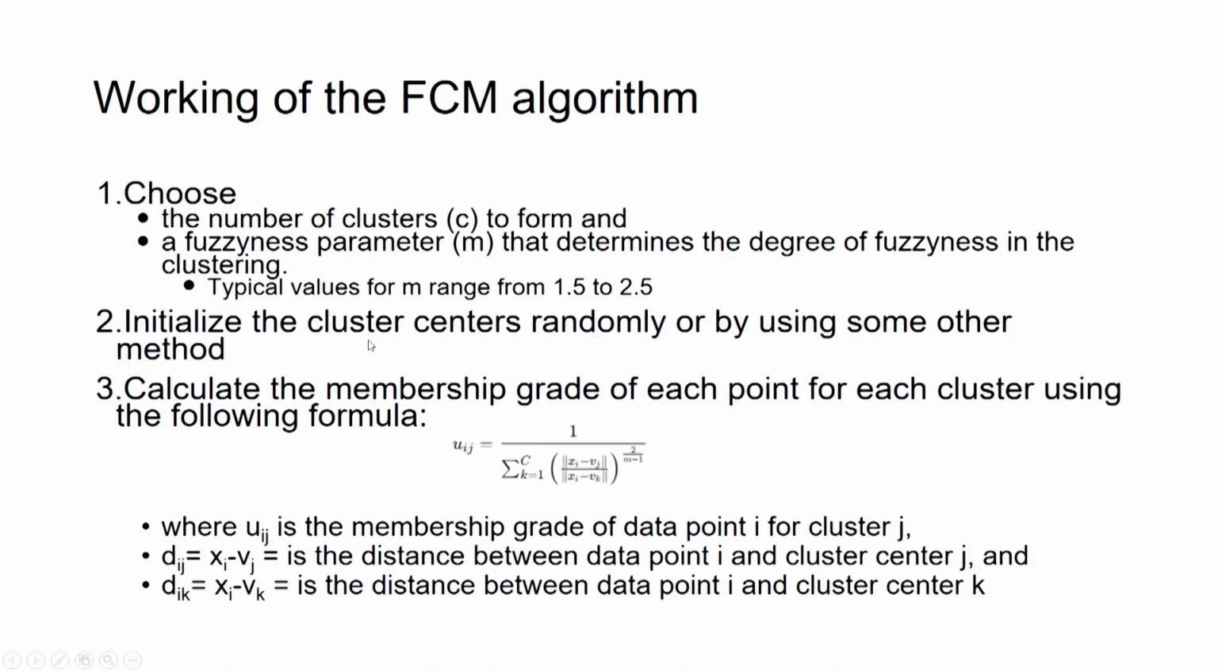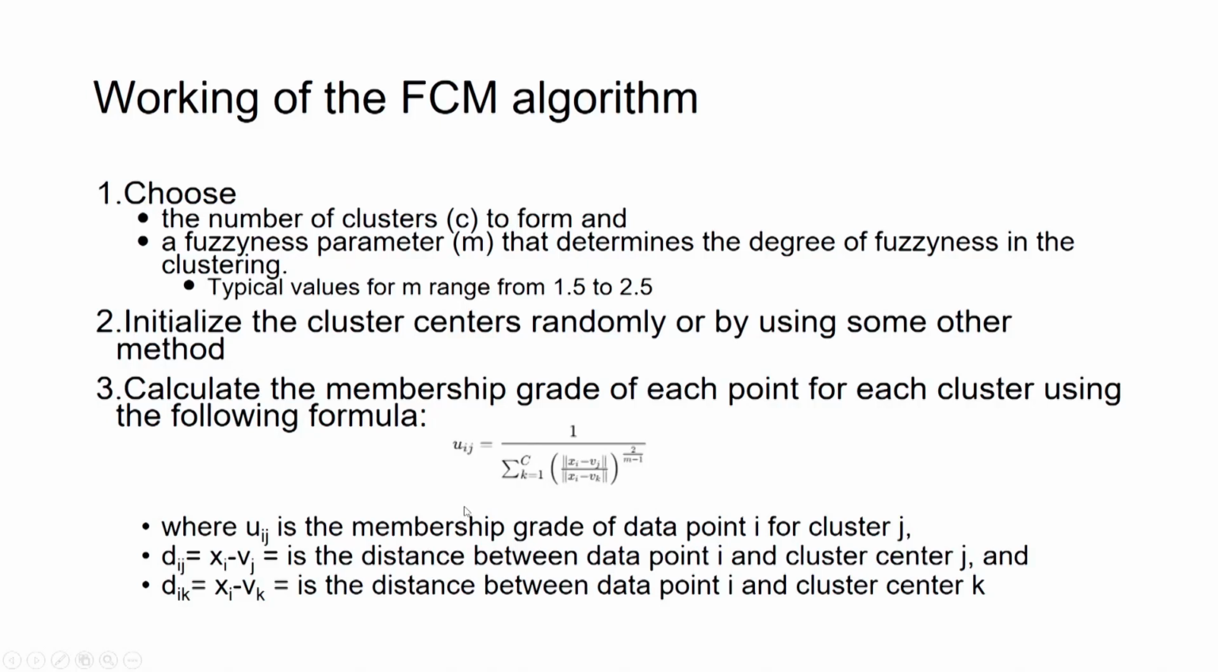So, after finding these cluster centers, we will need to calculate the membership grade of each point for each cluster using this formula. Till now, suppose we want only 2 clusters, and suppose there are 10 points. For all these 10 points we will need to find out the membership grade of these points to each cluster, cluster number 1 and cluster number 2. So, it means we can say that U11, U21, U31 up to U101.